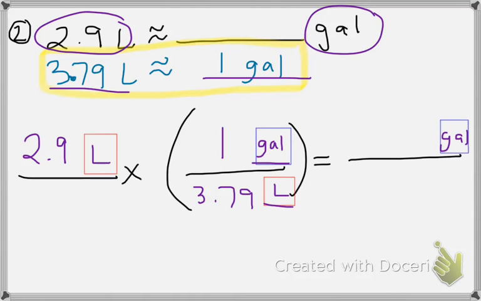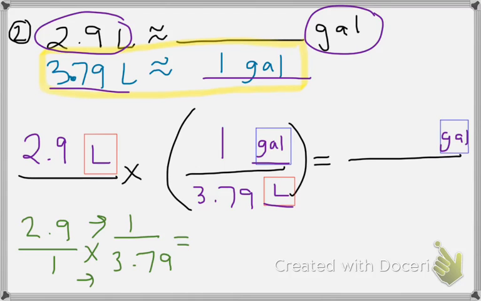We just plugged in. Then we rewrite: 2.9 over 1 times 1 over 3.79. Multiply straight across like a regular multiplying fractions problem. 2.9 times 1 is 2.9, and 1 times 3.79 is 3.79. Now, this one looks a little different. We're not multiplying this time. You're dividing: 2.9 divided by 3.79.